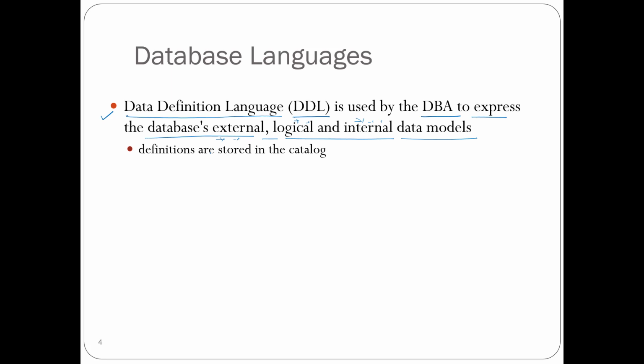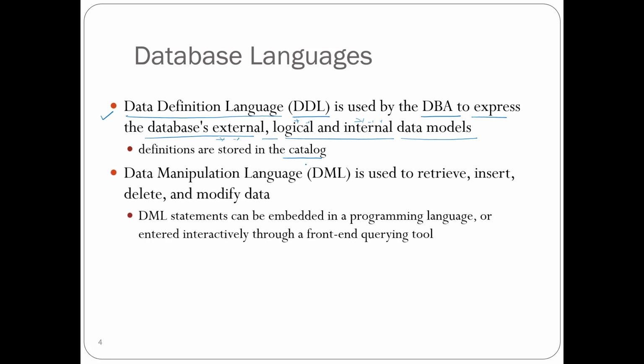Now, the question arises, where are these stored? These definitions which a DBA provides for the external, logical, as well as internal data model are going to be stored in the catalog. What's the catalog? We learned about it in the previous lecture. It's the heart of the DBMS, where we keep the important data definitions, or the metadata you may call it.